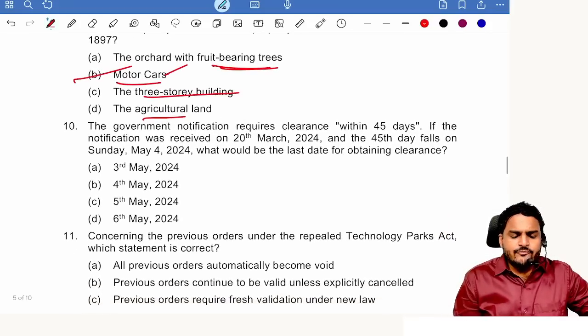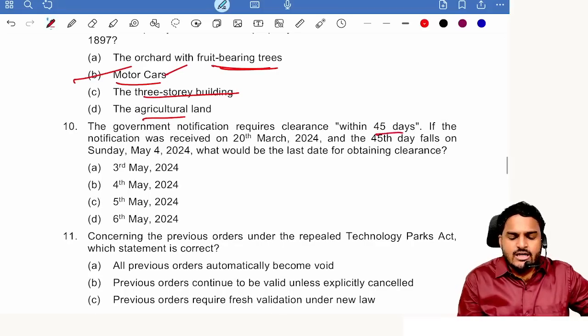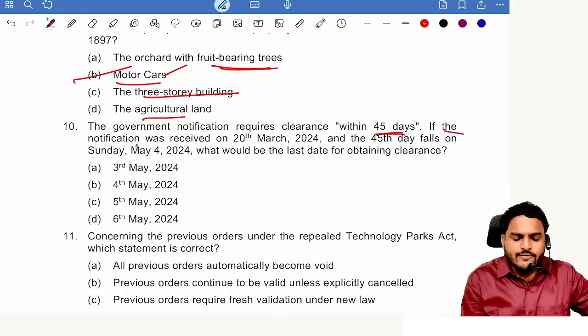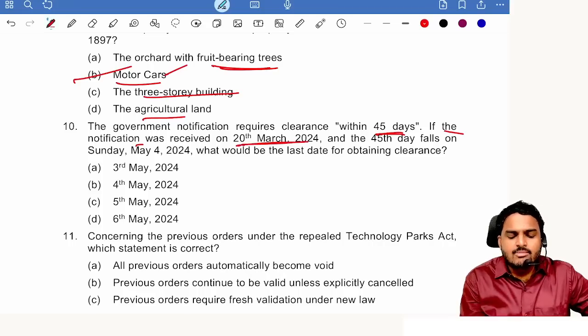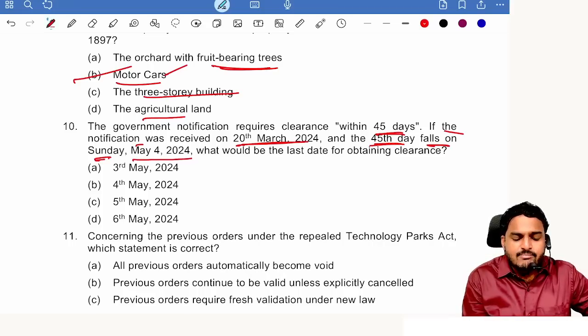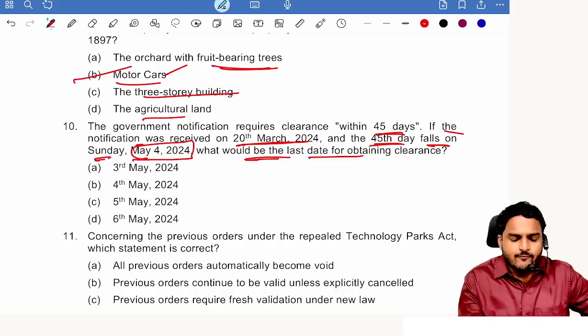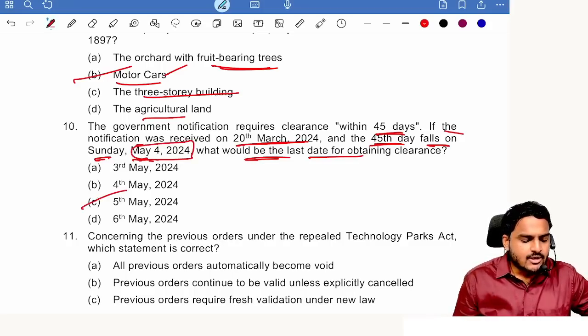The government notification requires clearance within 45 days. If the notification was received on 20th March 2024 and the 45th day falls on Sunday, that is May 4, 2024, what would be the last date? Next day. 4th May, the next day is nothing but 5th May.